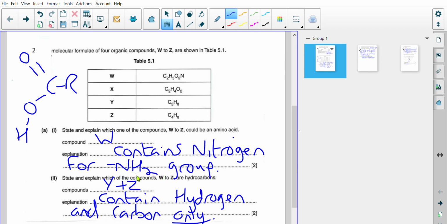State and explain which of the compounds W to Z are hydrocarbons. Okay, well, hydrocarbon is carbon and hydrogen only, which means then the top two get excluded, so it must be W and Z.